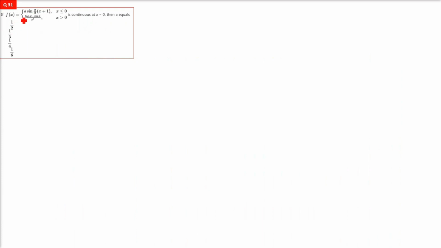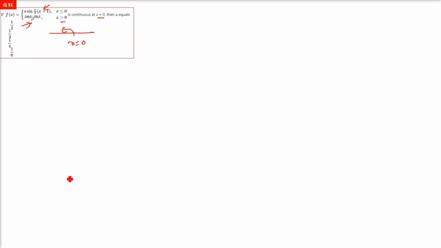If f(x) is these two functions given, and this is continuous at x equals 0, then A equals. Now here the point of contention, or the continuity discontinuity, is x equals 0. If you go to the left, the first function you are going to use. If you go to the right, the second function you are going to use. So we'll try to find out the LHL, RHL and try to find out the value of A.